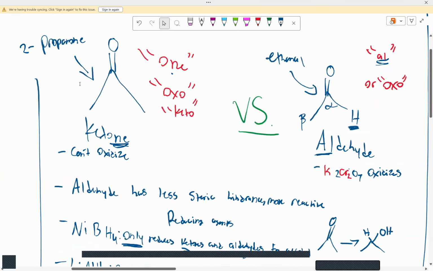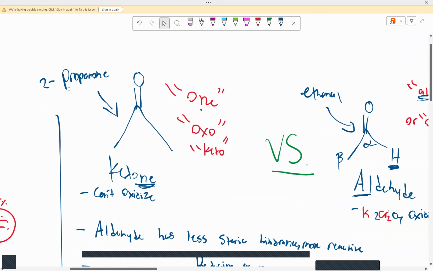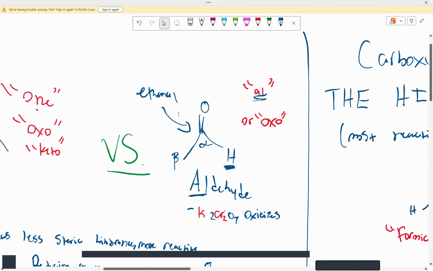I have some naming examples. For ketones, it is 2-propanone because there are 3 carbons, 1, 2, 3, and the carbonyl is at position 2. So that's where the ketone will be, so it's 2-propanone. Whereas this would be ethanal because it's 1, 2, so there are 2 carbons, that's where the ethane comes from, and then it's an aldehyde, so it'll be ethanal.